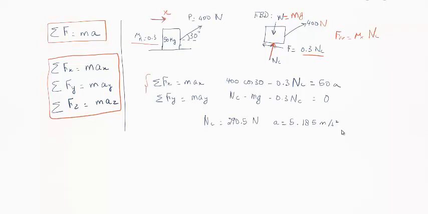So first thing to do, we break them down. We do the x first. So we have 400 cosine 30 minus 0.3 Nc equals 50 times the acceleration in x, which is actually equal to the acceleration because this body is not moving upwards. And if we do the y, we have Nc minus mg, that's the weight.